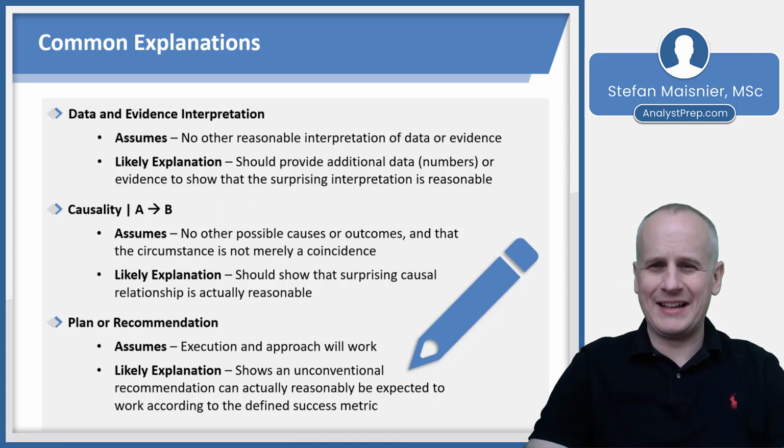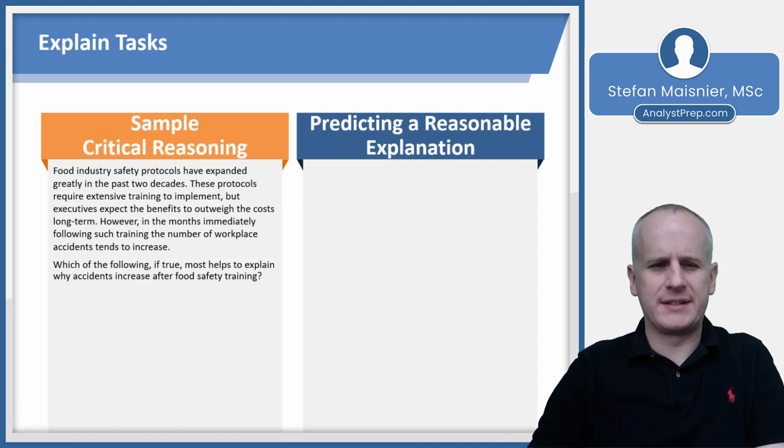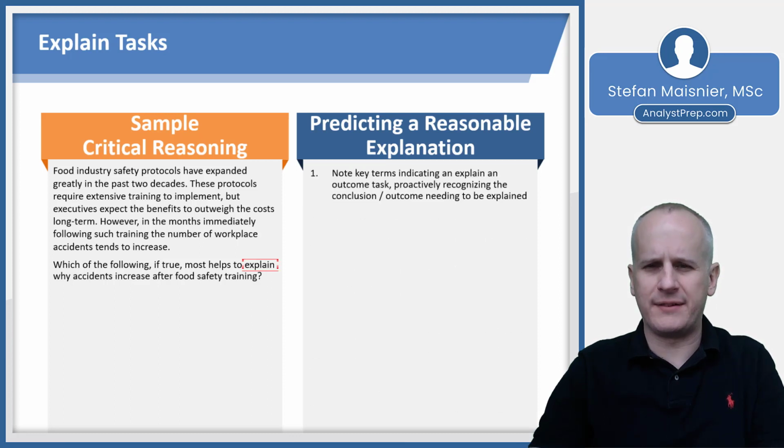So let's take a look at another explanation style question. Here we've got another, and we'll of course start by reading the question task. Which of the following, if true, most helps to explain why accidents increase after food safety training? So we note the key term explain, indicating that we've got a conclusion or outcome that's going to need to be explained. And we know what it is already. It's that accidents are going to increase after food safety training.